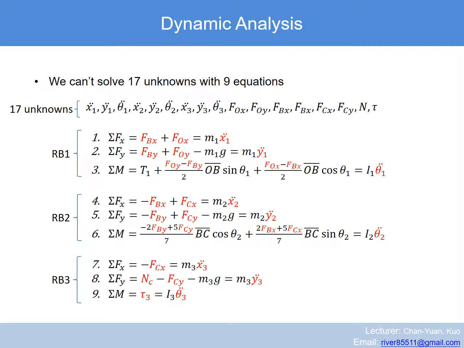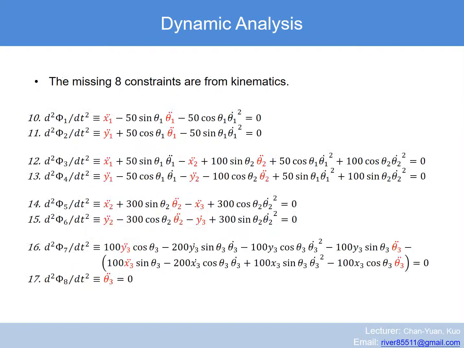Clearly, if we want to solve for these 17 unknowns, we need to have 8 more equations. In fact, the missing 8 constraints are from kinematics. And this totally makes sense because we know from kinematic analysis that the motion of the linkage system is constrained. Therefore, besides Newton's equation of motion, the acceleration of the system should also satisfy these 8 constraint equations.